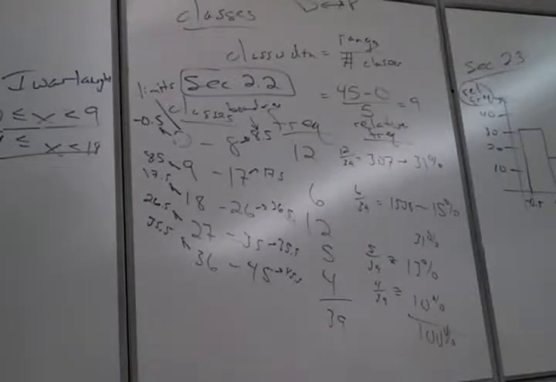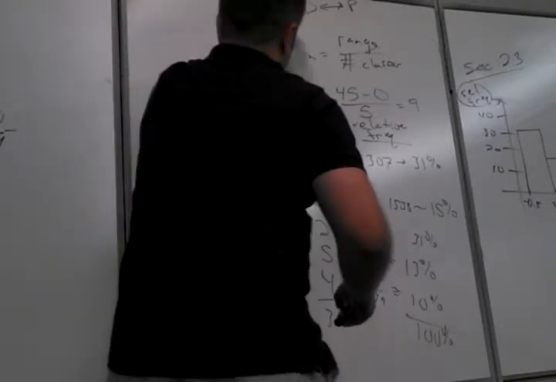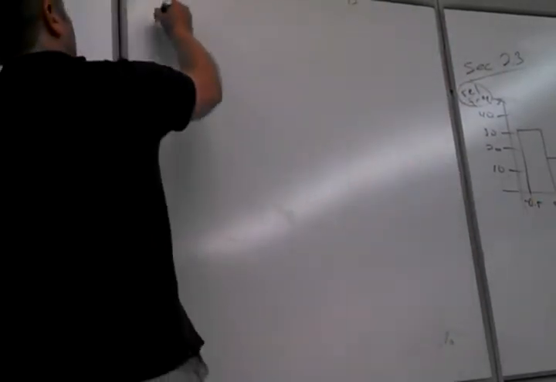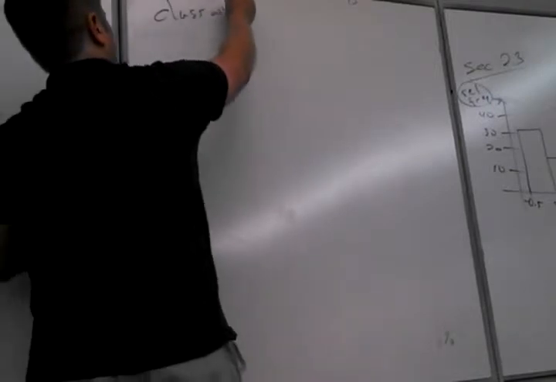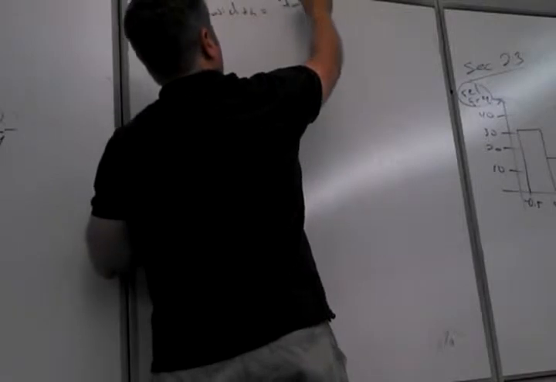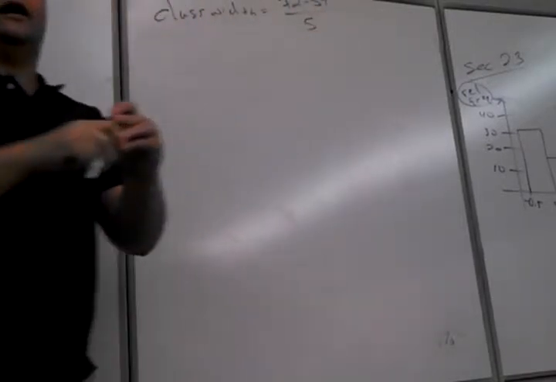So, somebody help me out. How did you figure out your class width? Highest minus lowest. It's an awesome idea. So class width. So it'll be 72 minus 54, and I said everybody use 5 classes, right?